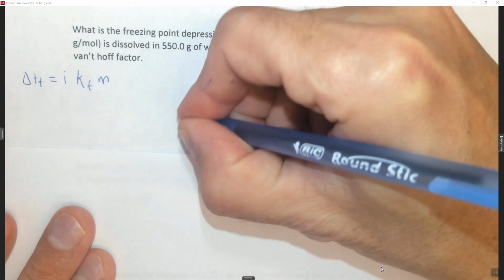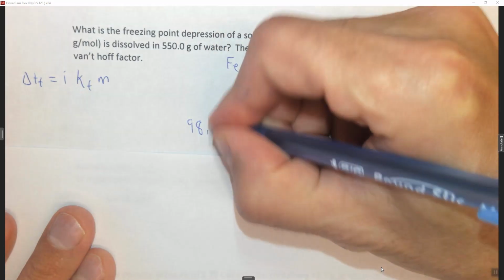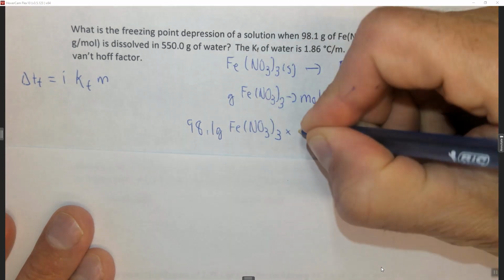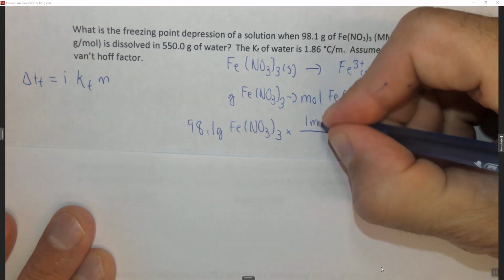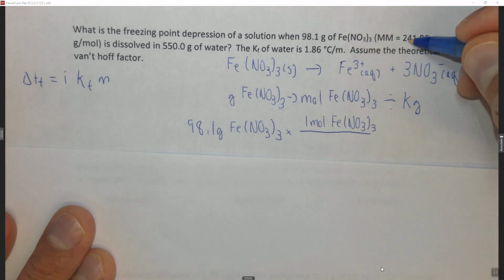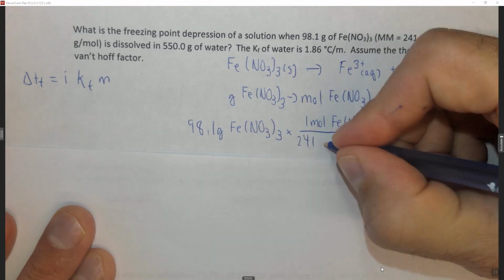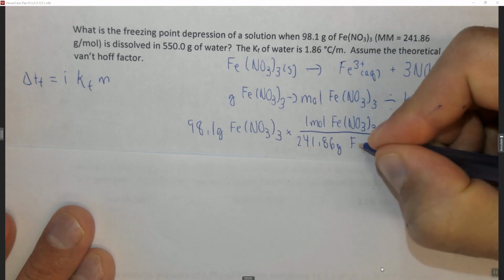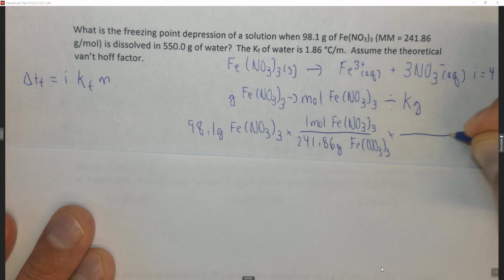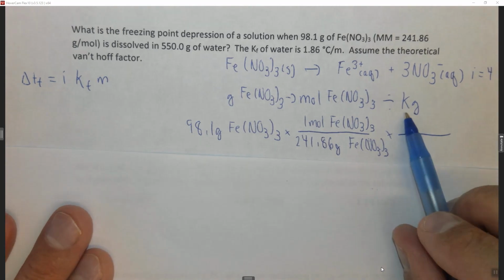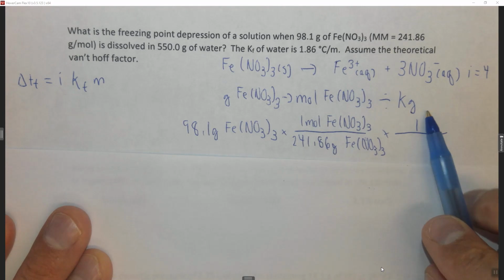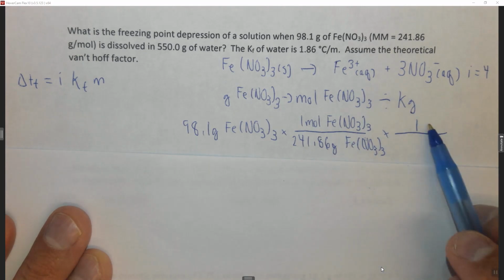So starting with 98.1 grams of Fe(NO3)3 times, we're going to put 1 mole on the top, and the molar mass, 241.86 grams on the bottom. Now we want to divide this by the mass of the solvent in kilograms. So we're going to put a unitless 1 here. That moves the moles over so that we can divide. And then we'll have moles per kilogram.